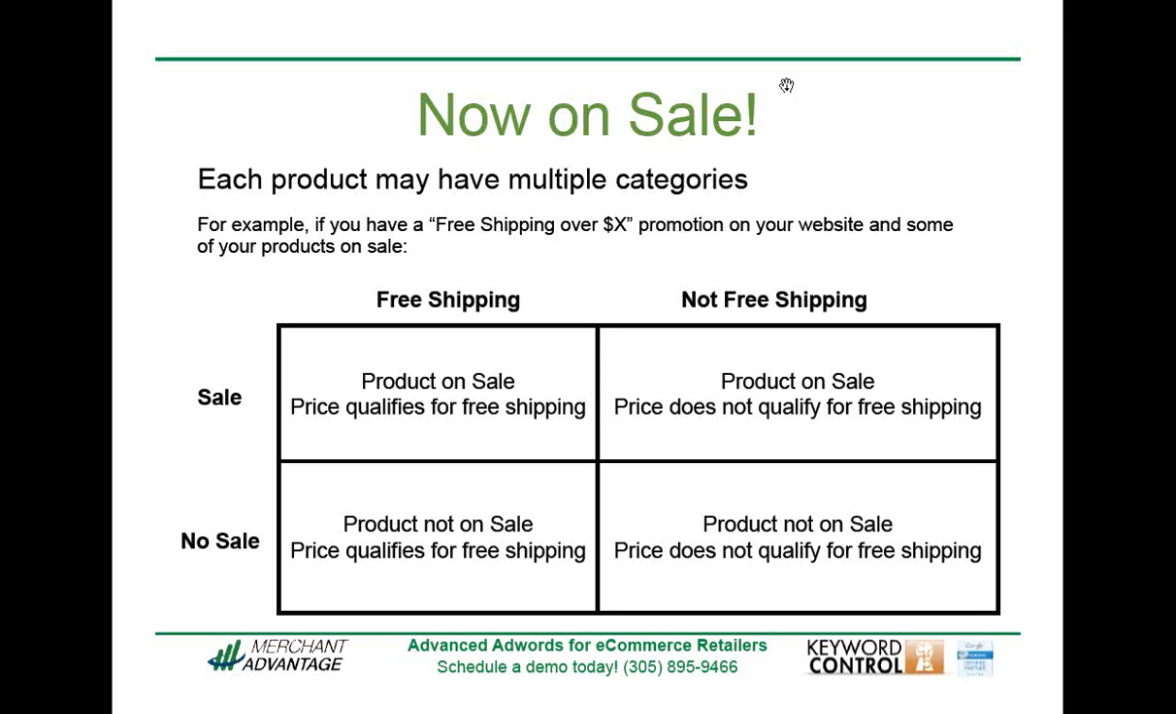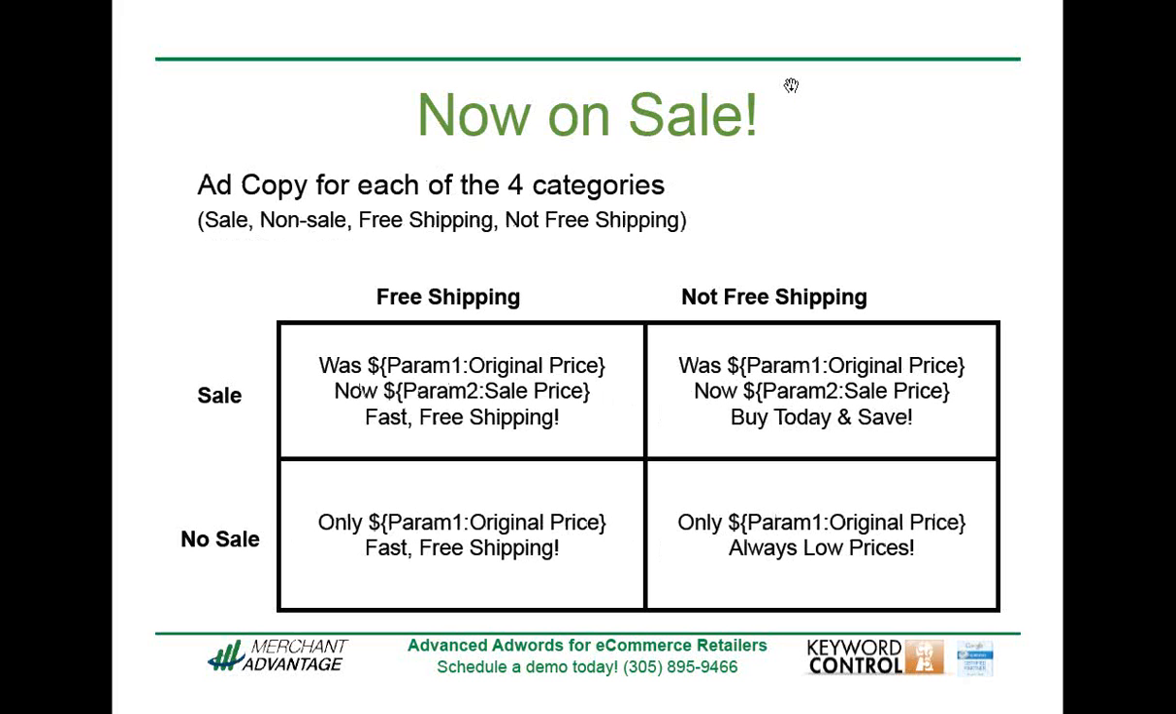So it's really important to take that product and think about the specific ways that you can advertise it. The biggest way that you can do that is in the ad copy. You really want people to take notice of these special things about each product. Here we have, for free shipping and on sale, the regular price, the sale price, and a nice free shipping description in there. And we have different ad copy for each one of these 4 categories.